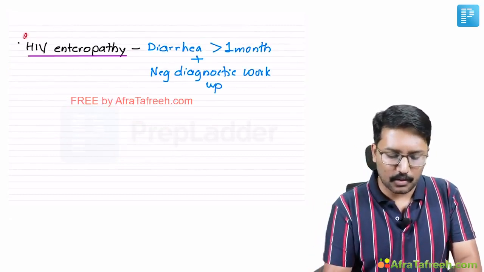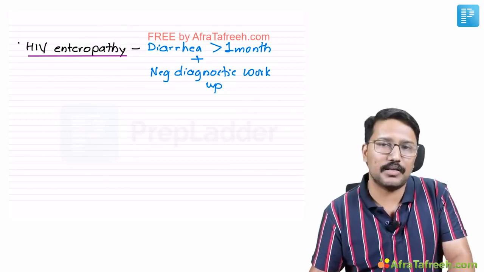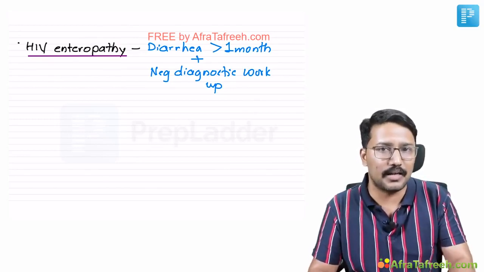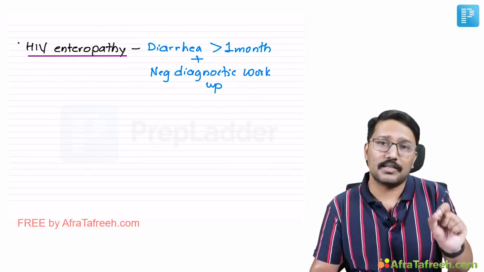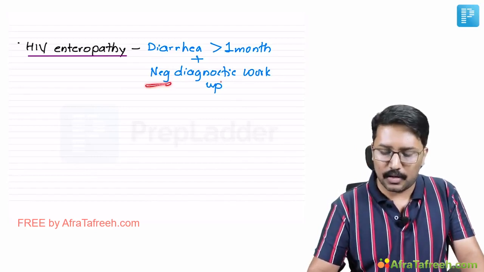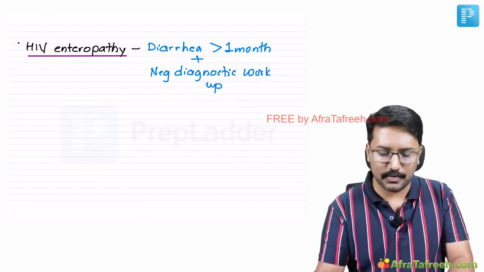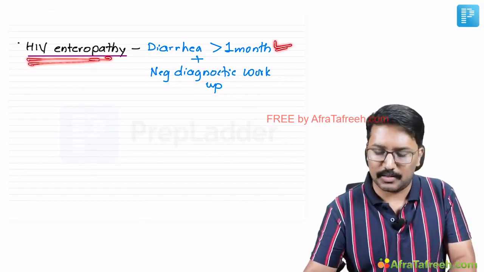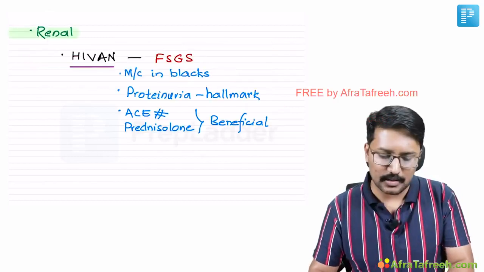Now talking about what we call HIV enteropathy. What is HIV enteropathy? HIV enteropathy is a condition where patients present with diarrhea lasting for more than 1 month, or in other words, chronic diarrhea which is unexplainable by any other causes. Your extensive workup trying to find opportunistic infections is negative. In that case, we will call it HIV enteropathy. This definition is important. They can ask an MCQ about it. Okay, so that is about the GIT involvement.